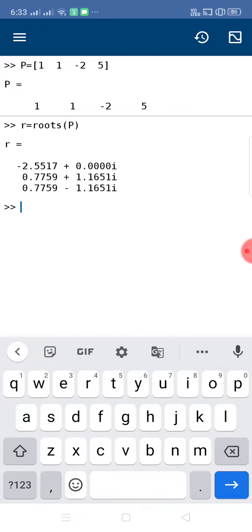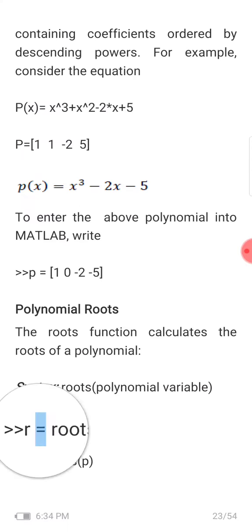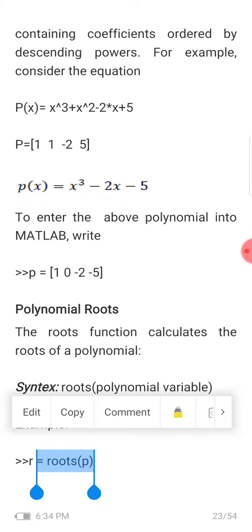The polynomial was x cube plus x square minus 2x plus 5. So here the highest power of x was 3, so 3 roots are calculated. So the roots can be calculated by the command roots in MATLAB.